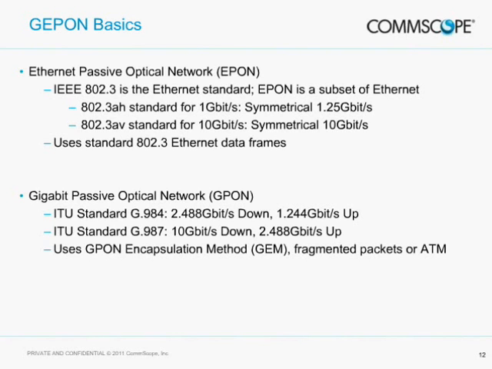The difference is that EPON uses Ethernet data frames, where GPON uses an encapsulation method using GEM frames. So basically packets or ATM transport.